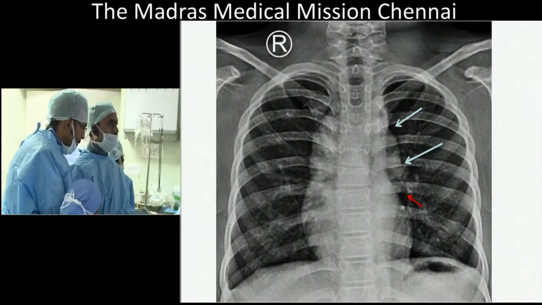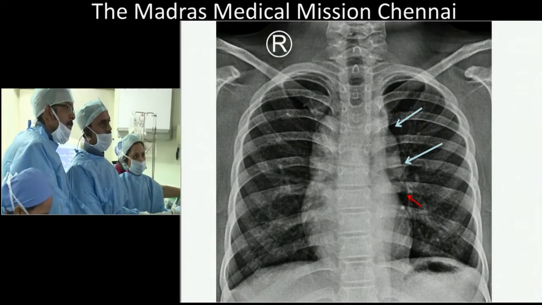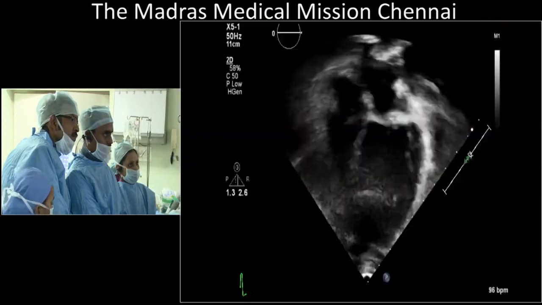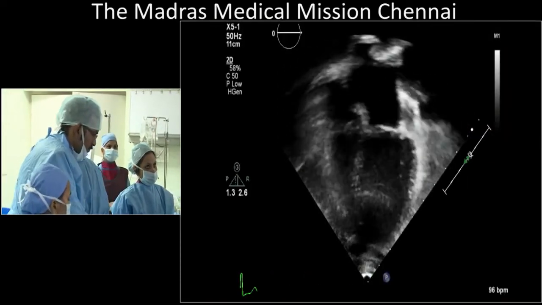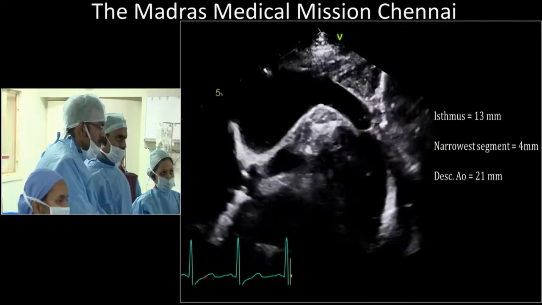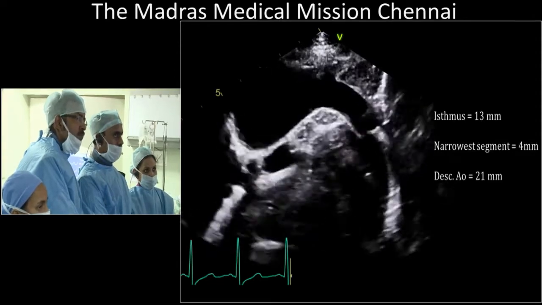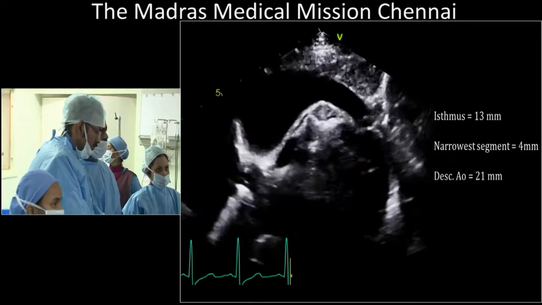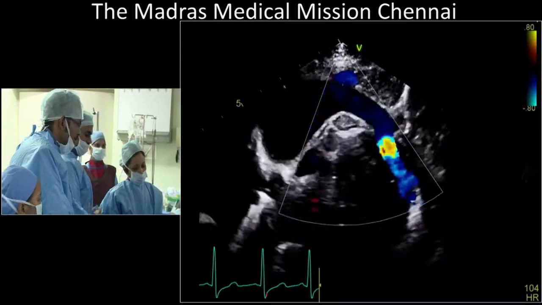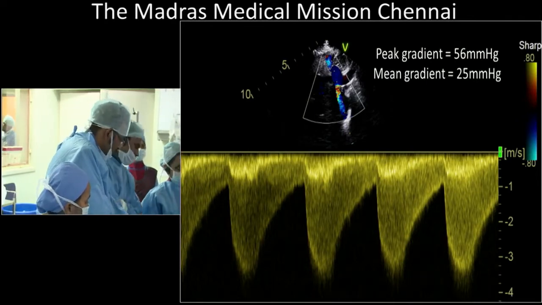Chest X-ray showed a dilated ascending aorta, a coarctation segment with a post-stenotic dilatation of the descending aorta, and rib notching was seen. ECG showed left ventricular hypertrophy. Apical 4-chamber view showing a left ventricular hypertrophy with a mild LA dilatation. Aortic arch showing a coarctation segment with an isthmus measuring 13 millimeters and a narrowest segment measuring 4 millimeters, and the dilated descending aorta segment measuring 21 millimeters. A peak gradient of 56 and a mean of 25 across the coarctation segment.